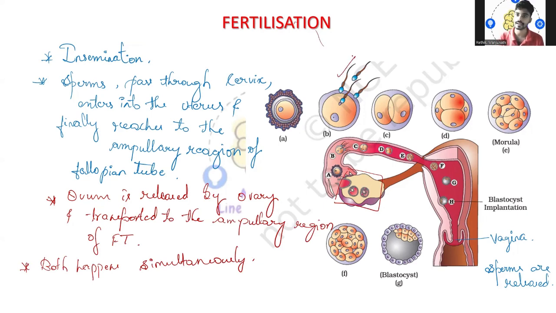If the ovum is released but sperms are not released, or if the sperm is released but the ovum is not released, then fertilization won't happen. That's why, even with proper copulation, without any problem, a couple may not achieve fertilization, because if the ovum and sperms are not released simultaneously, there is no chance of fertilization.